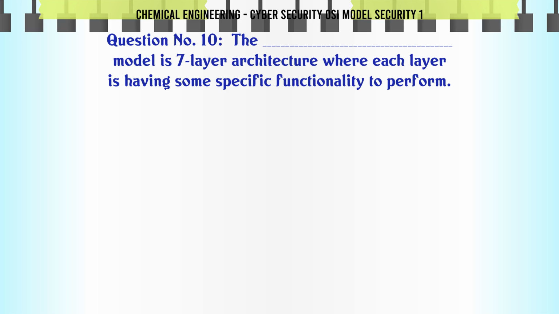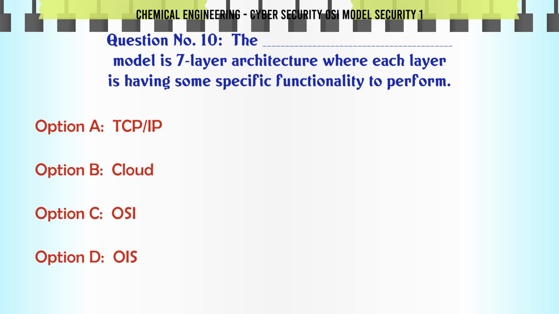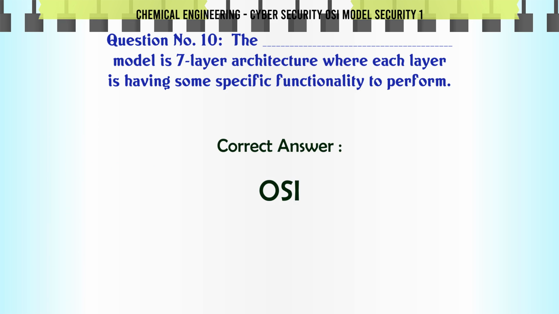The model is a 7-layer architecture where each layer has some specific functionality to perform. A. TCP/IP. B. Cloud. C. OSI. D. OIS. The correct answer is OSI.